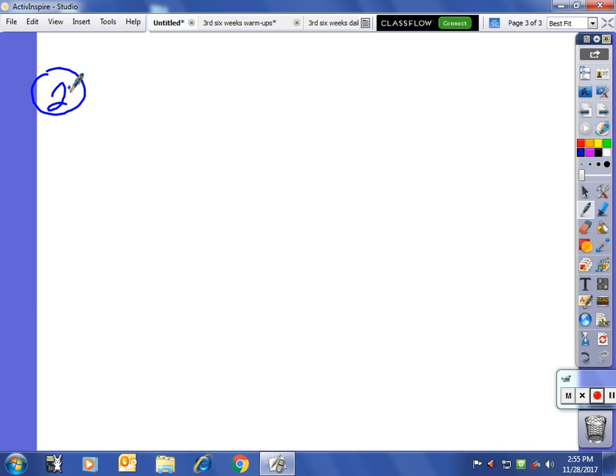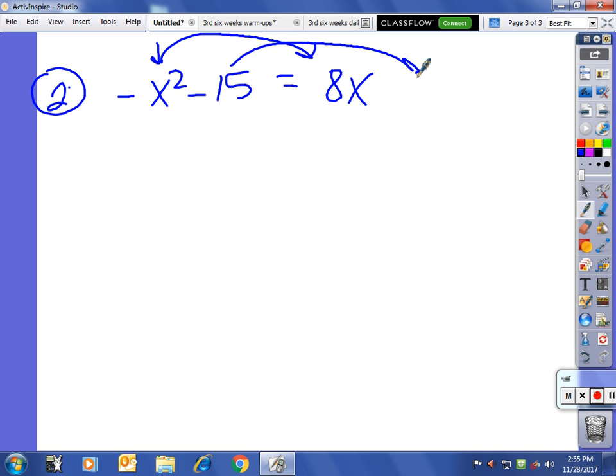Alright, number 2. Negative x squared minus 15 equals 8x. Now look carefully at this one. Sometimes kids tell me they want to move the 8x because that would only require one thing to be moved. And that's true. However, you need to always look at your x squared term. You want it to have a positive number in front of it. And right now, x squared has a negative number. So that means I want the negative x squared to go to this side, which means the negative 15 is also going to have to go to this side, and then I'm going to have a 0 over here.